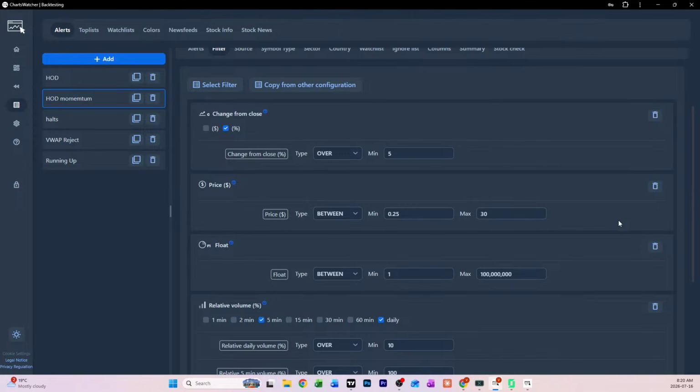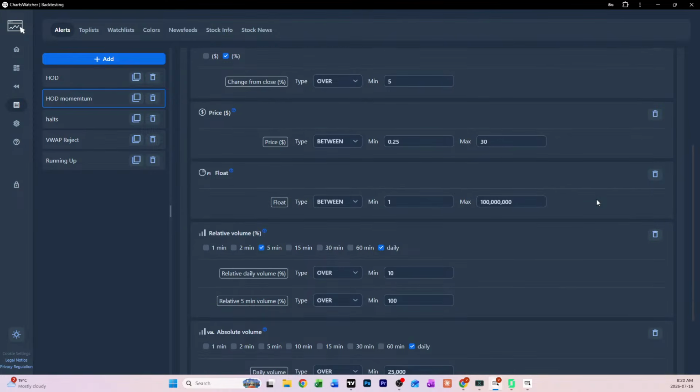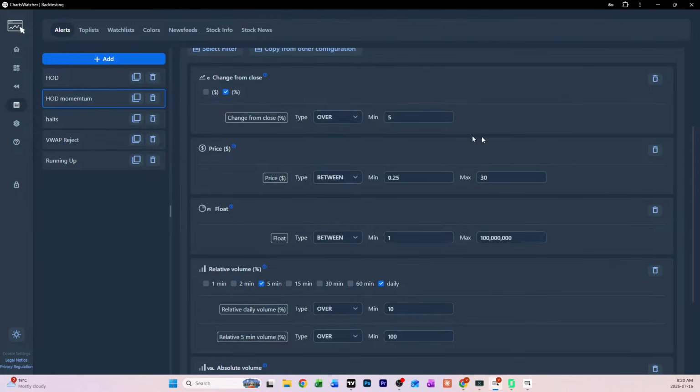Filters are, I guess I did include the $30 range on the high of day momentum. I'd probably just look at it on the top gainer scanner if I'm actually interested in trading something that's higher priced. But I guess I do filter it out. Anything below 25 cents and above $30, don't care about it. Change from close needs to be over 5%. I don't care about anything that's popping up that's less than 5%. It just doesn't interest me because it's not obvious to traders.